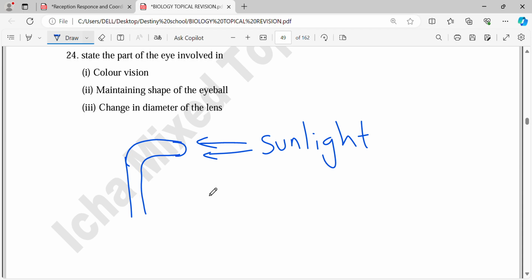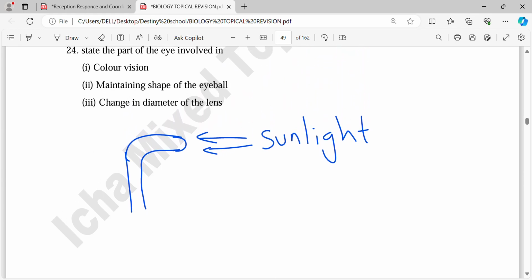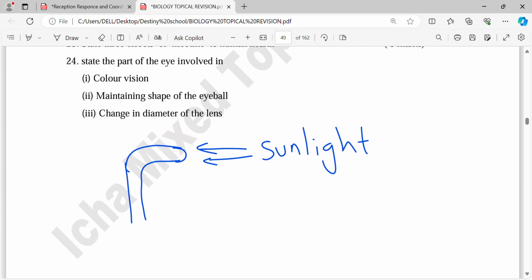So then what if you are told to explain? You say that auxins are sensitive to light. When light is directed to the auxins, they migrate to the darker side. Then high concentration of auxins on the darker side promotes faster growth rate, which will make the shoot bend towards the light. That is what you need to know.